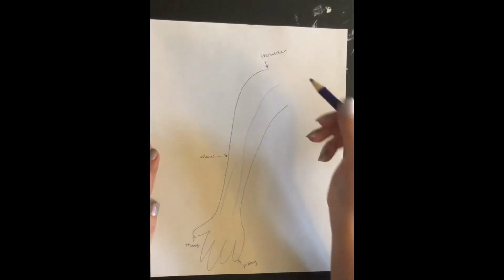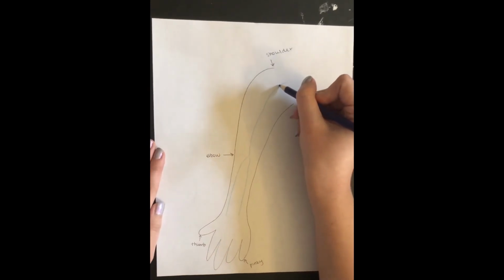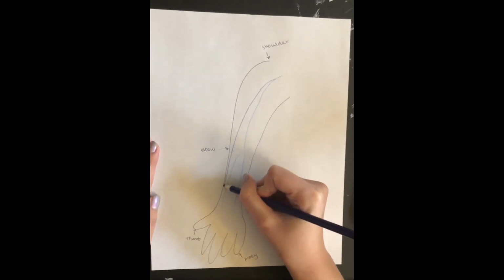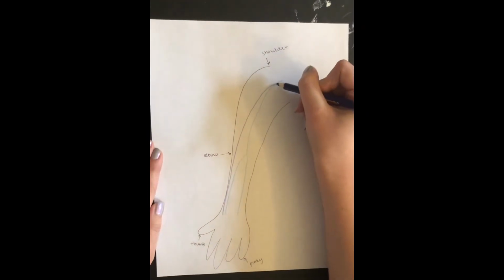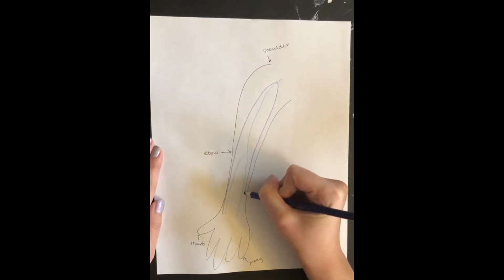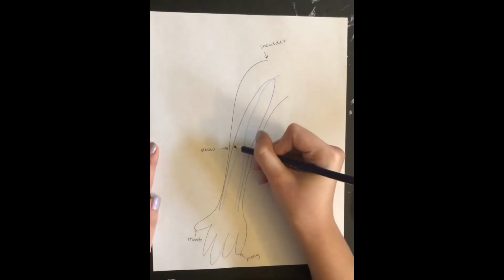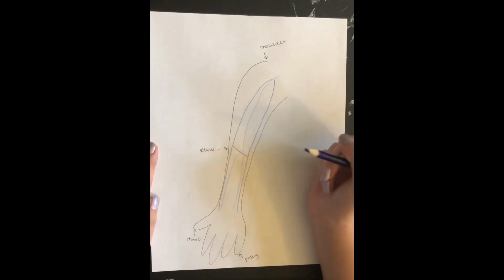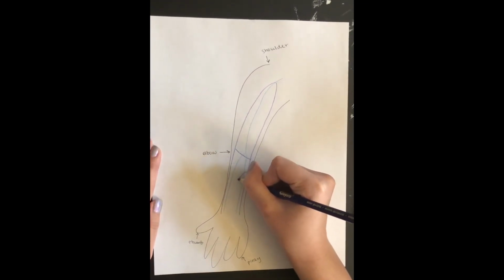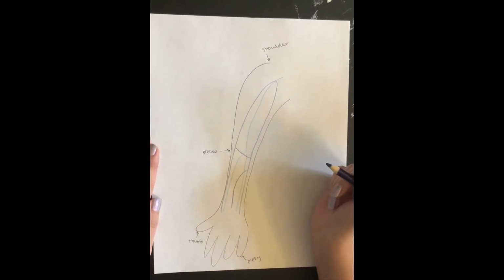And now we're going to do our superficial. So our cephalic vein will travel all the way from the top of the arm down the radial side. Our basilic vein will travel all the way from the top of the arm to the ulnar side. Around the elbow, they'll meet in the middle to form the median cubital. And then off of the basilic, we get this median antebrachial vein.